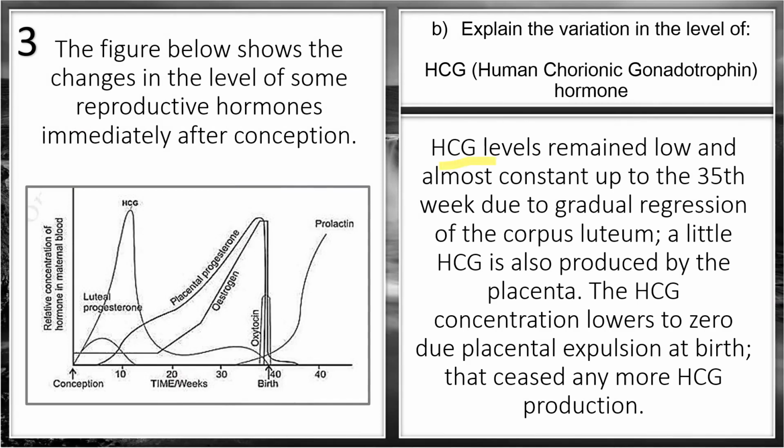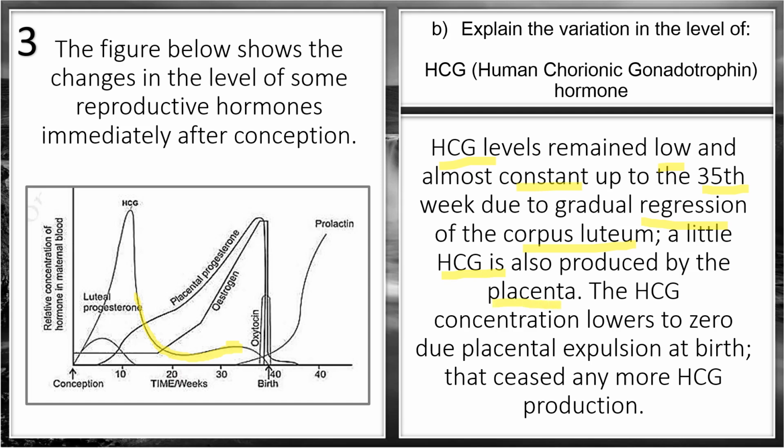HCG level remains low, almost constant, up to the 35th week. So when it comes down here, it remains low up to around the 35th week due to gradual regression of the corpus luteum. A little HCG is also produced by the placenta.